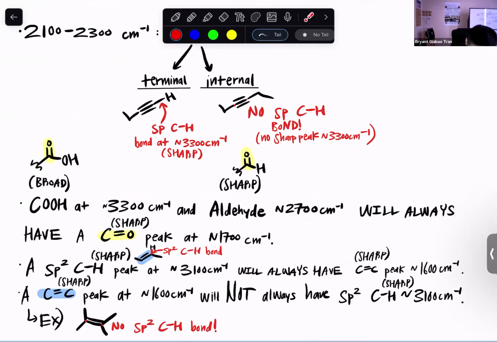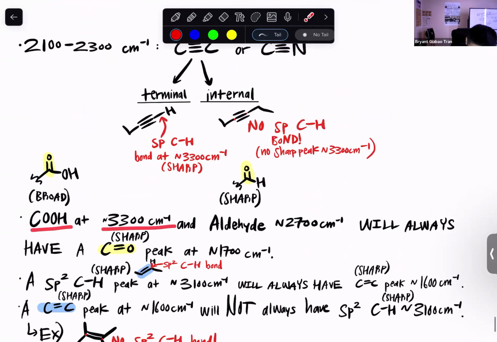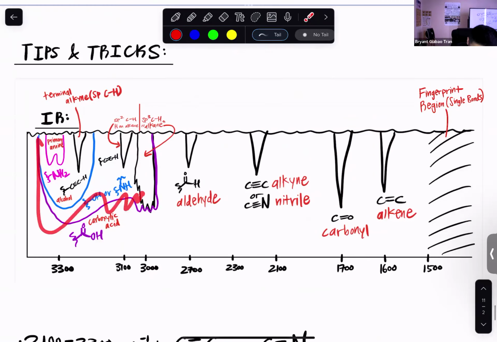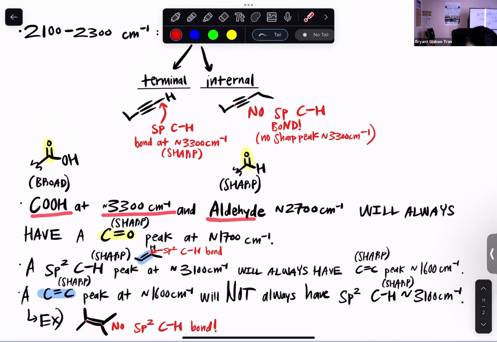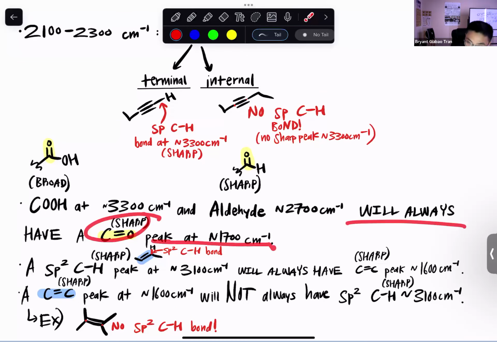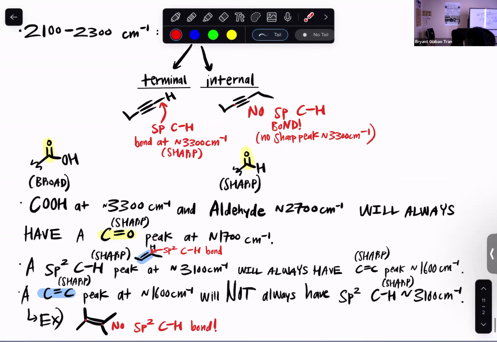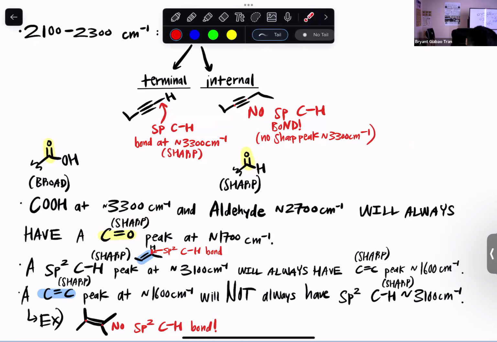If you have a carboxylic acid peak at 3300, which is the peak that merges with the sp3 carbon hydrogen base peak, or an aldehyde at 2700, those peaks will always pair up with a carbonyl peak at around 1700. Because if you look at the structure of a carboxylic acid and an aldehyde, these structures have a carbon double bond oxygen, a carbonyl, right there. So they will always pair up with each other.